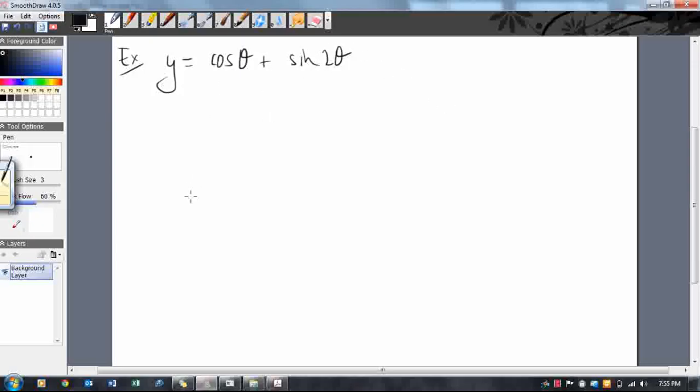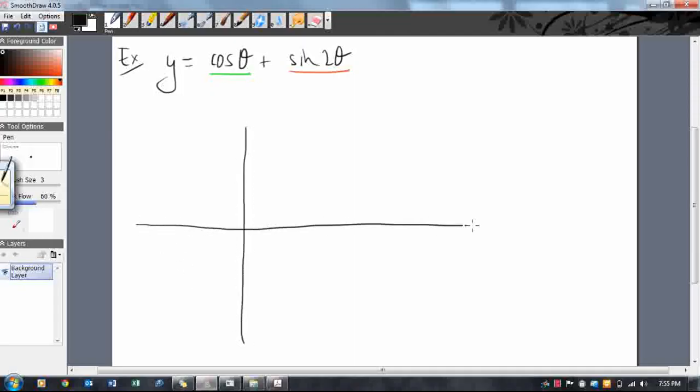Okay. Let's have a look at this. Let's get straight into the sketch. And so what we're essentially doing, and I'll underline it and put colours, we're going to have cos theta, and I'll do that in green, and I'll do sine 2 theta in red, and we're going to add those two together. Okay, so nice and big, so it doesn't get a little bit confusing.